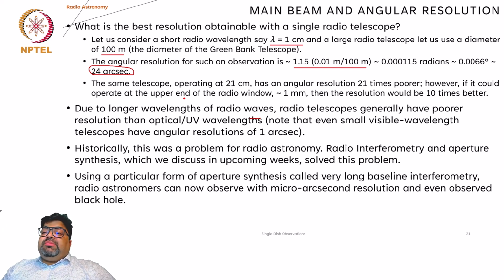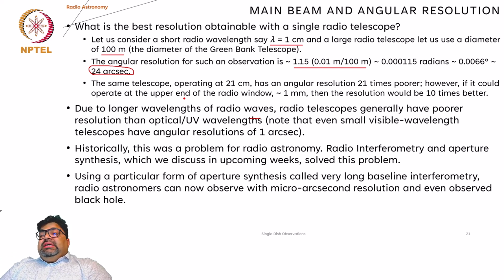The same telescope operating at 21 centimeter will be 21 times poorer than this resolution. So what we're hinting at is that even the largest telescope, fully steerable 100 meter class, has 24 arc second resolution at a 1 centimeter wavelength. At 21 centimeter, it will be 21 times poorer, so almost 440 arc seconds, which is much higher, almost like 6 arc minutes, that we are seeing.